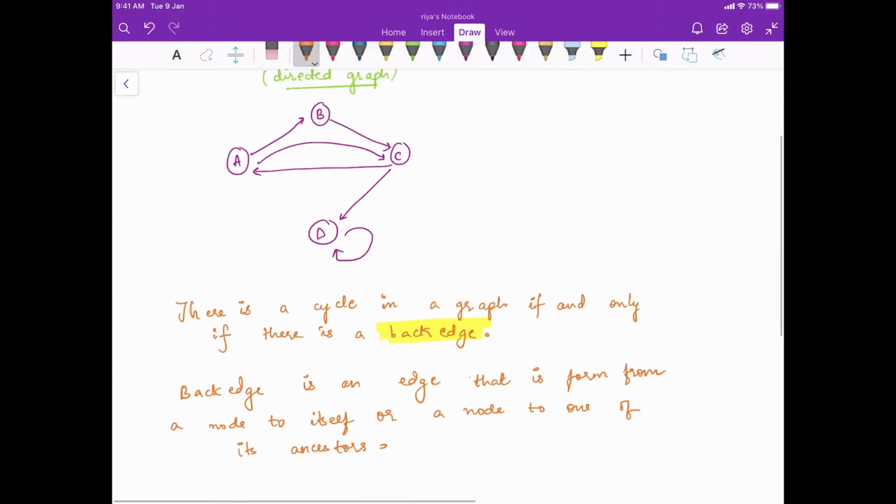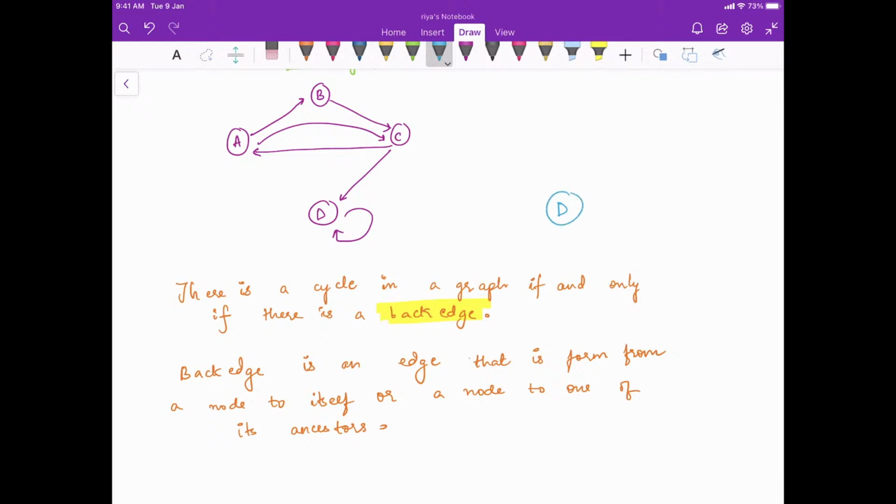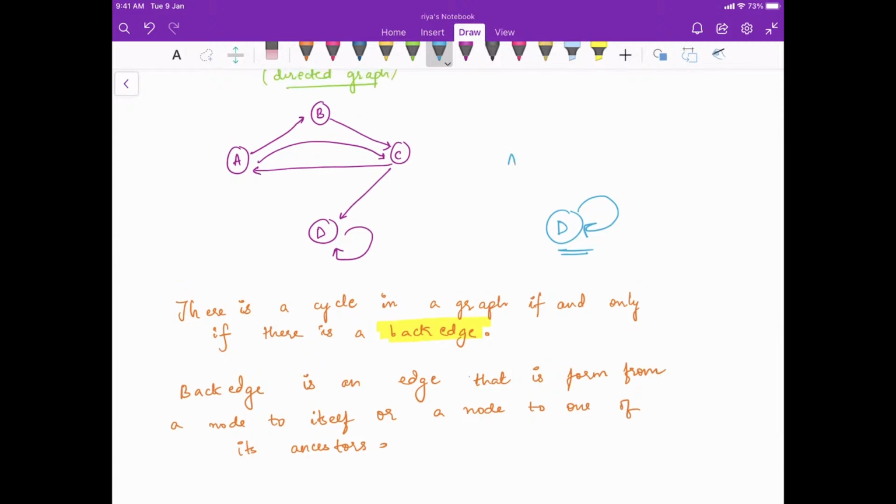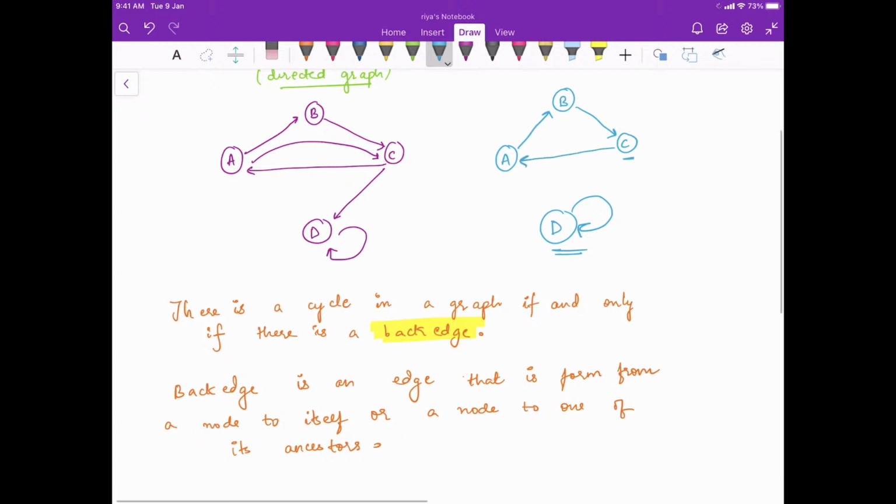Here you will see that for the node D there is an edge pointing to itself. This is called a back edge, and in the case of a back edge, I can simply say that a cycle is present. Another case is that there is A, B, and C. A is pointing to B, and B is pointing to C. Now the node C is pointing to one of its ancestors. That means A is first pointing to B, then B is pointing to C, and C is pointing back to one of its ancestors. So for both of these scenarios, a cycle is present in the graph.